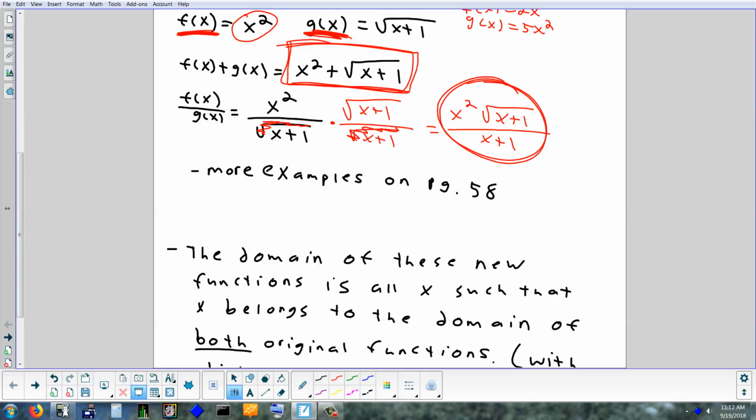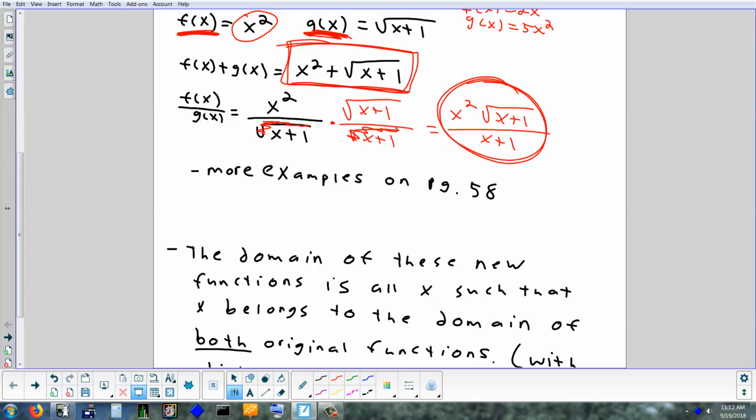So with f of x, I'm fine. But g of x, I'd have to be careful. I couldn't let x be negative 10, because if I plug in negative 10 plus 1, that's negative 9. That's no good. So what could I let x be? Any number from what and on? Negative 10 doesn't work. Negative 5 doesn't work. Negative 1 and on. Yeah, negative 1 and up. So anything negative 1 or up.